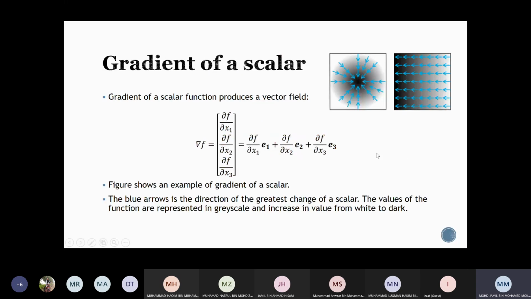The first thing that we can use from the del operator is what we call the gradient, the gradient of a scalar. When you calculate the gradient of a scalar function, it will produce a vector. So let's say you want to find del f, where f is a scalar value, a number or a scalar function. Basically you differentiate del f over del x1.